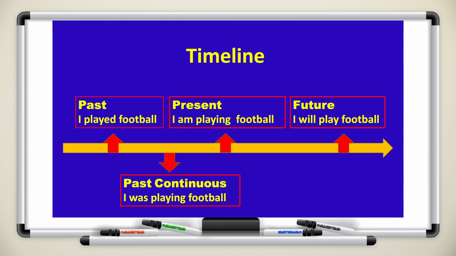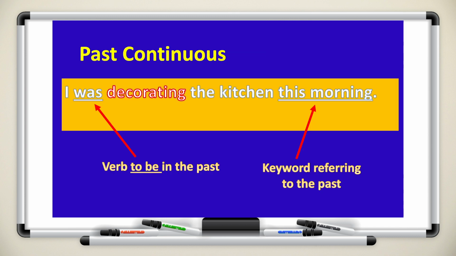Let's take a look at the timeline again. We mentioned the past continuous. In the past continuous, we use the verb to be, was, as you can see, and then we add ing to the verb. So it will be, I was playing football. Let's take an example. I was decorating the kitchen this morning. Now the verb to be, was, refers to the past, but I have the verb with ing. And then, in the kitchen, this morning, refers to the past also.